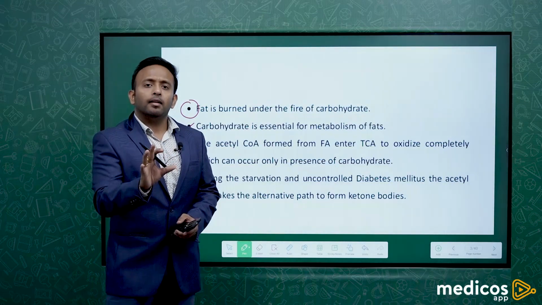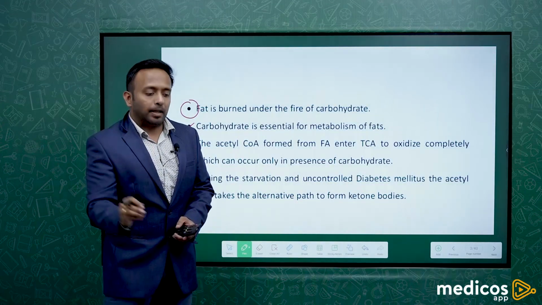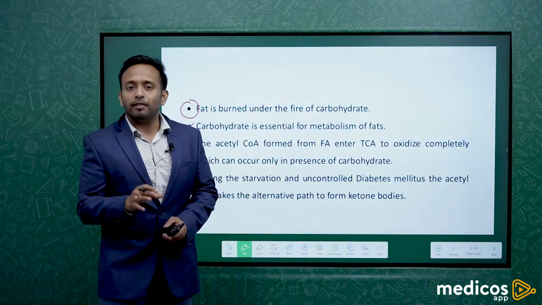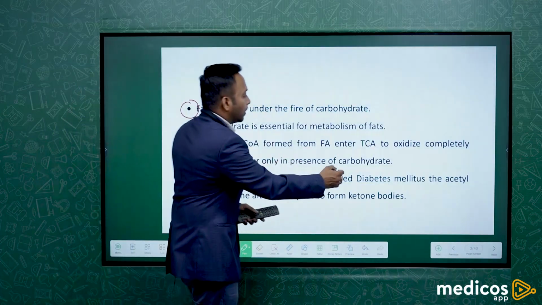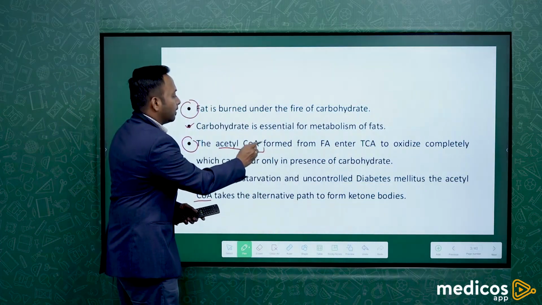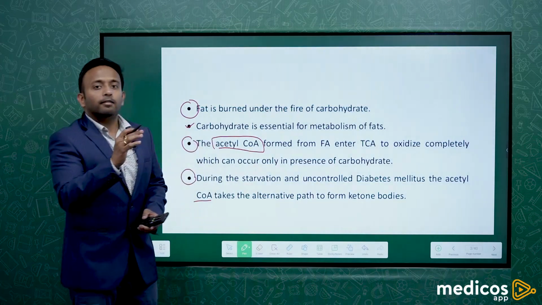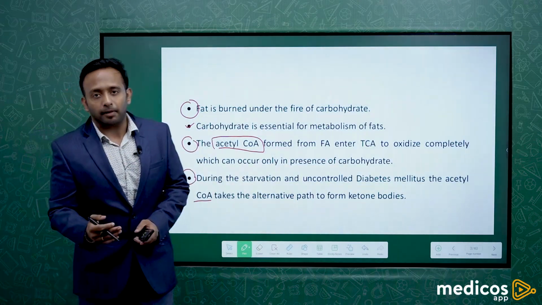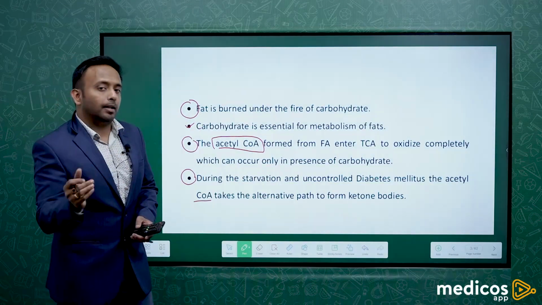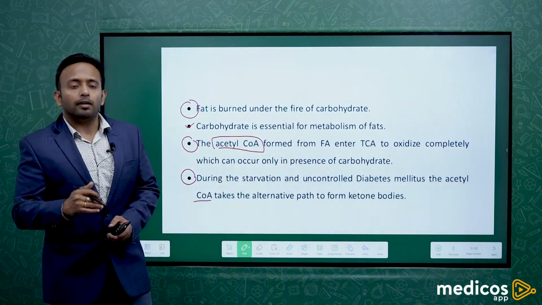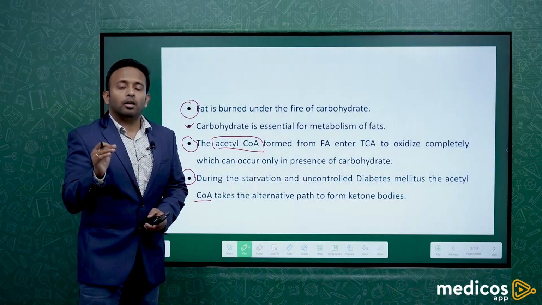At this slow rate, there is not sufficient speed to keep up with the oxidation of acetyl-CoA. There is accumulation of acetyl-CoA. The acetyl-CoA starts getting accumulated, and this accumulation will lead to an alternative pathway. The acetyl-CoA accumulating in the mitochondria takes an alternative route, and that alternative is ketone body synthesis.